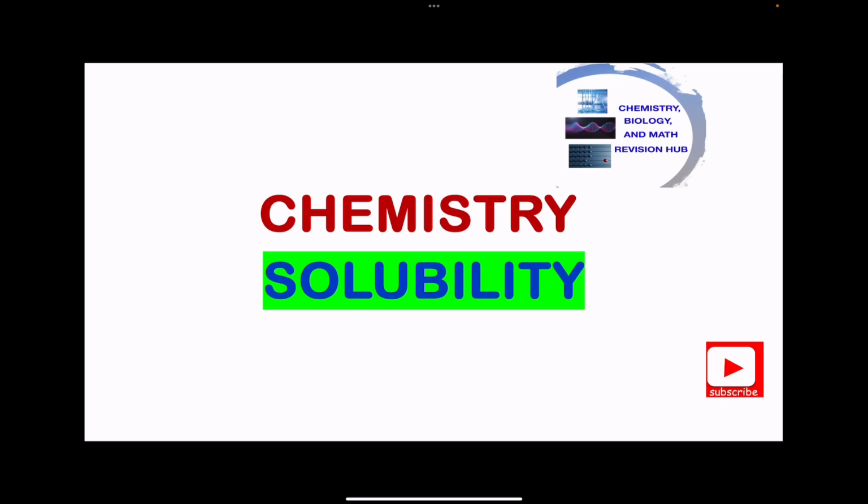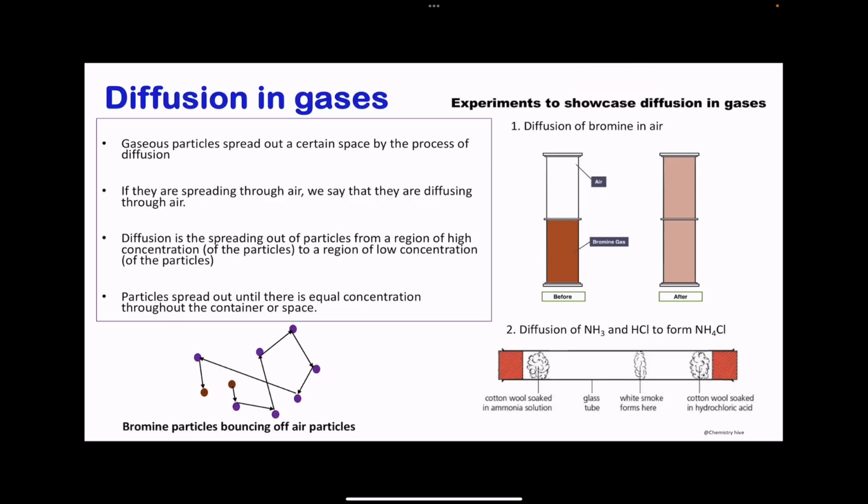Today we're doing the chemistry topics, and this is solubility. I'm going to begin with diffusion. Diffusion is the movement of substances from a region where they're highly concentrated to a region with low concentration. So the first part is going to be for diffusion in gases.